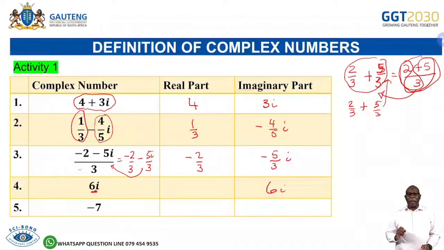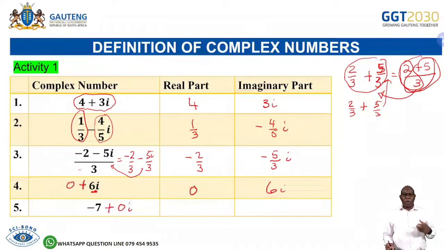But I know the law of 0. If I add this number to 0, I still get that number. So our real part will be equal to 0. Now the same applies to this one, where we have minus 7 added to 0i, because 0 times i is 0. Minus 7 plus 0 gives us minus 7. So our real part is going to be negative 7, and our imaginary part will be 0.